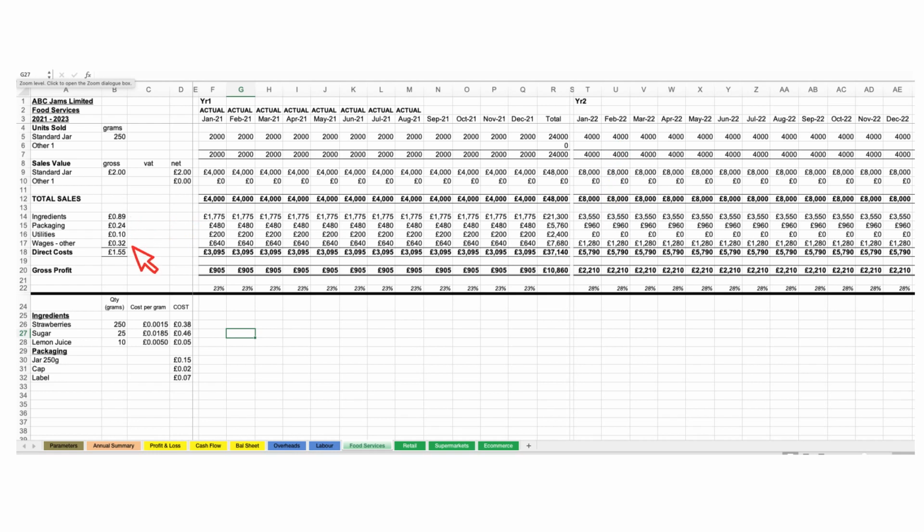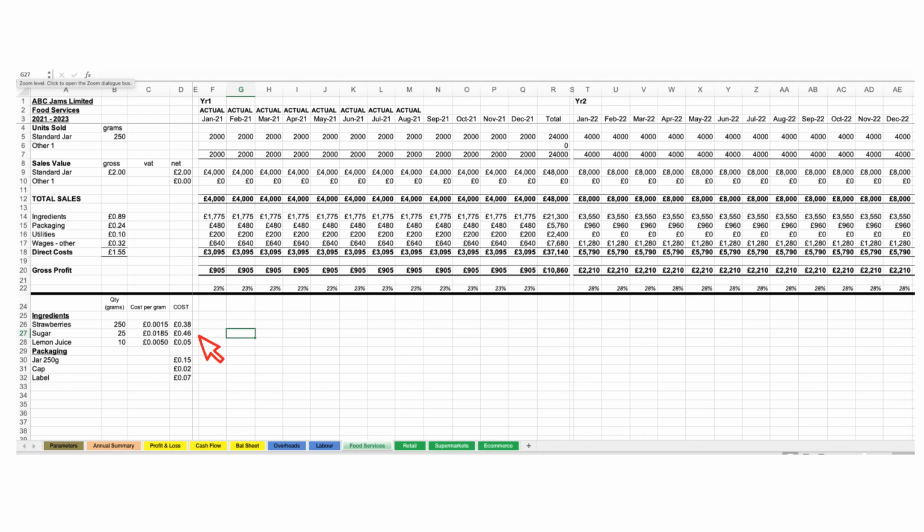At the bottom of the screen, you can see the breakdown of the ingredients. This is our recipe, or our bill of materials, and it shows how much of each ingredient we need to make 1 jar of jam, and that in total the ingredients cost us 89p. This allows us to run what-if scenarios.